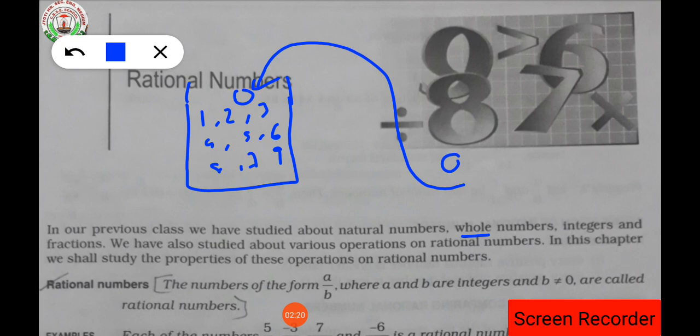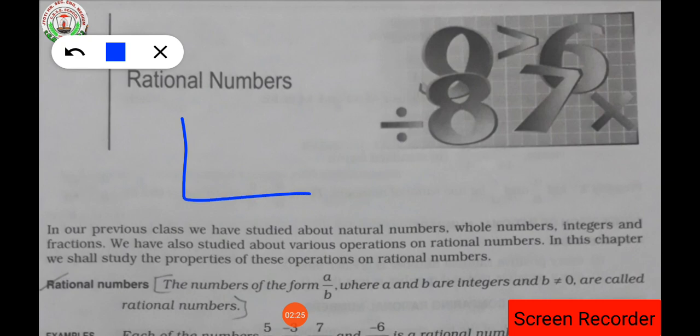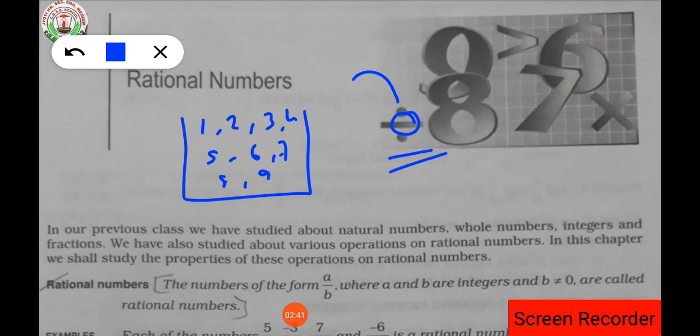Clear everyone? If we remove this zero from the bag, suppose this bag is carrying all the counting numbers 6, 7, 8, 9. So these are the counting numbers. If a zero does not enter in this bag, then it is said to be natural numbers. But when zero enters inside the bag, it will become a whole number.